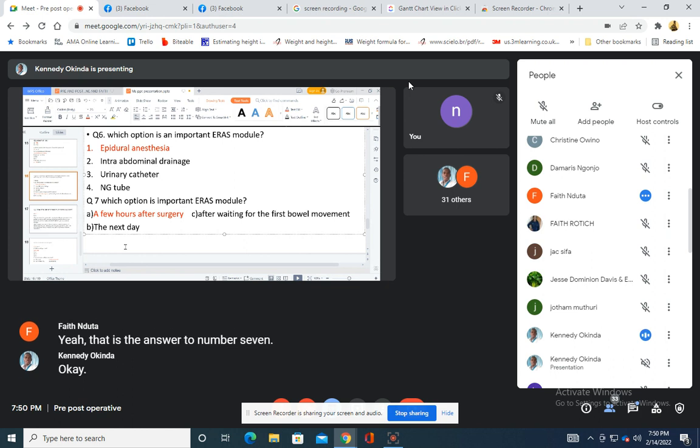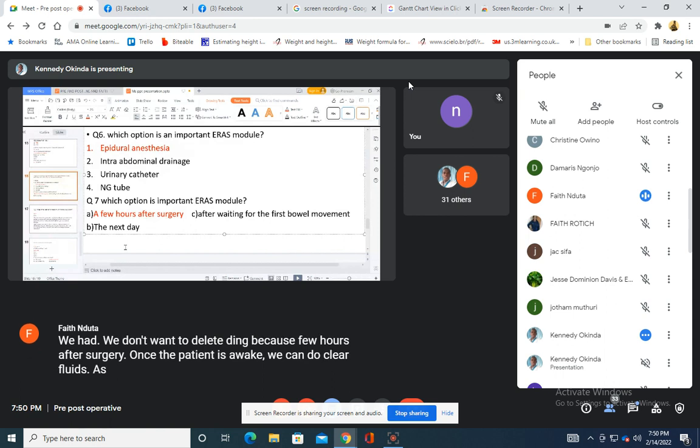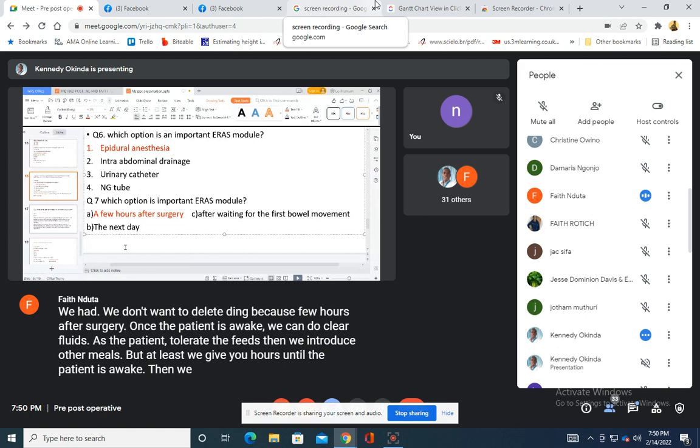Might you be able to expand? We don't want to delay feeding because a few hours after surgery, once the patient is awake, we can do clear fluids. As the patient tolerates the feeds, then we introduce other meals. But at least we give a few hours, and once the patient is awake, we start clear fluids. Okay.